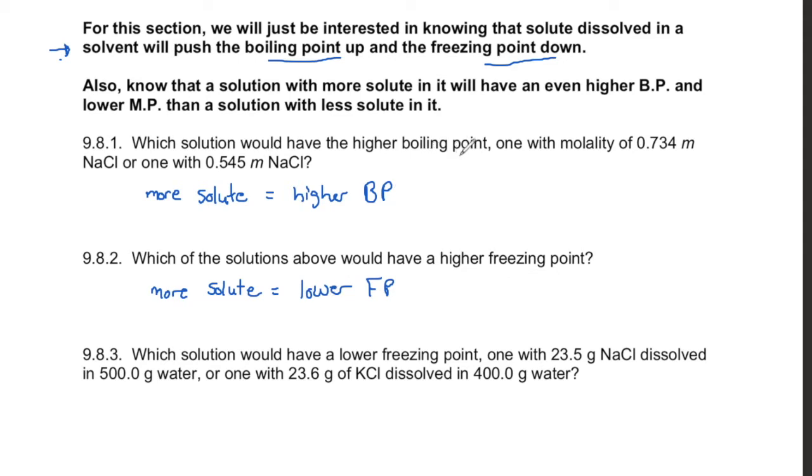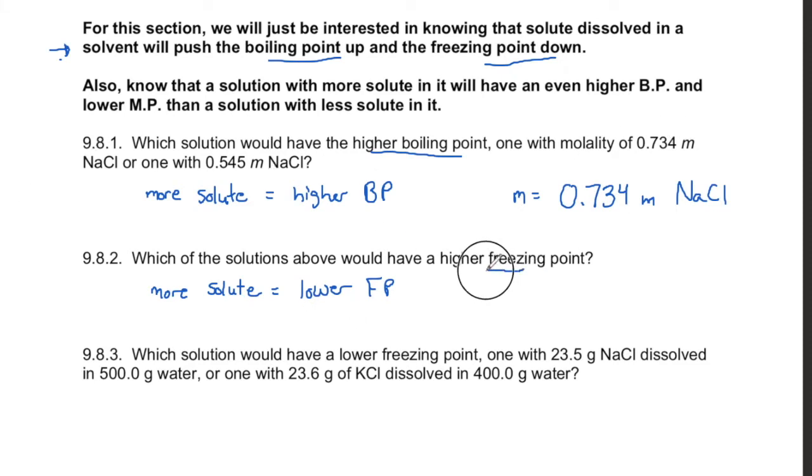So since we want to know which one has the higher boiling point, we want the one with more solute. So the answer to this one would be the one with the higher concentration, which is the 0.734 molal sodium chloride solution.